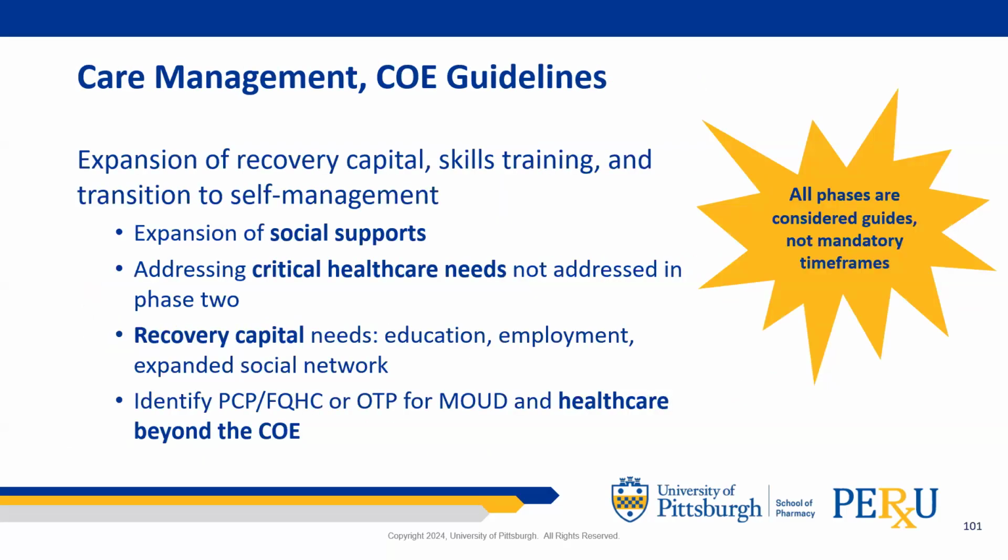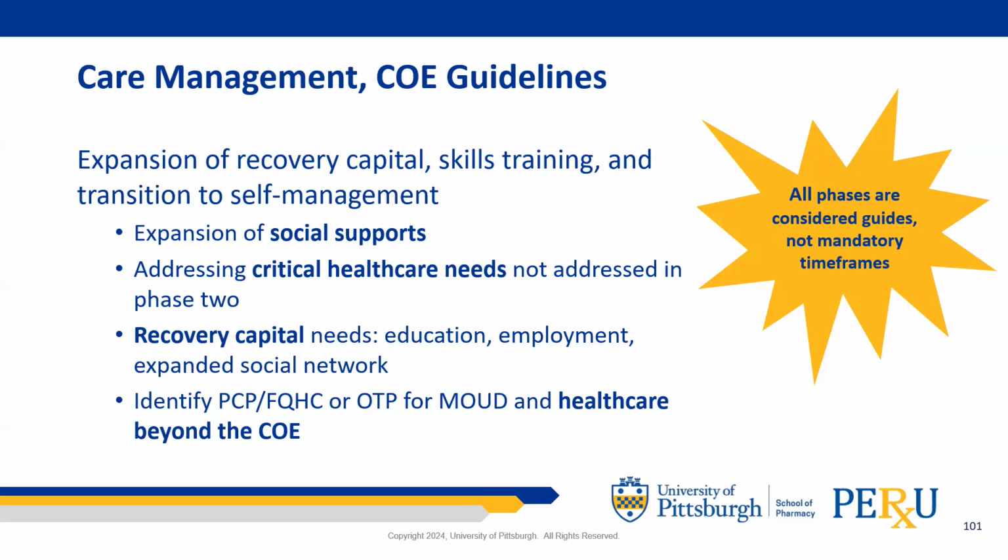The third phase of care management outlined in the Fidelity guidelines is expansion of recovery capital, skills training, and transition to self-management. During the third phase, focus on expanding social supports for clients through educating family members on helping clients manage urges, family therapy to reduce stigma, and/or coaching on how to support recovery. For example, community reinforcement approach.